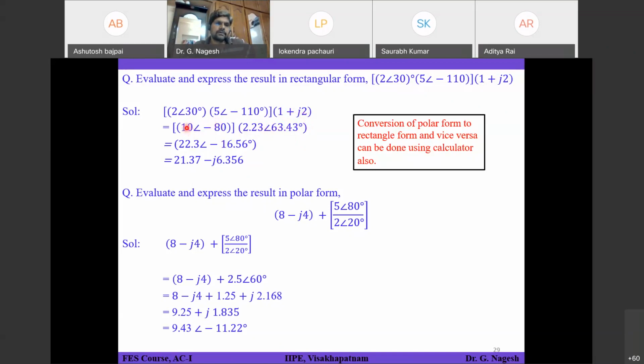Now you have two complex numbers in polar format. One is 10 at an angle of minus 80 and the other is 2.23 at an angle of 63.43. R1 and R2 will get multiplied, so 10 into 2.23 will be 22.3 at an angle of minus 80 plus 63.43. That will be approximately minus 16.56 degrees.